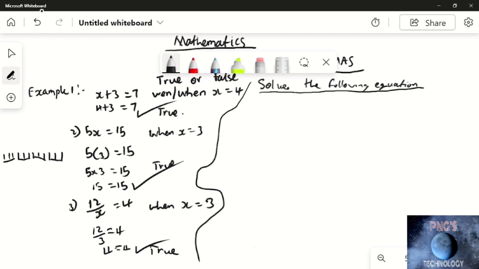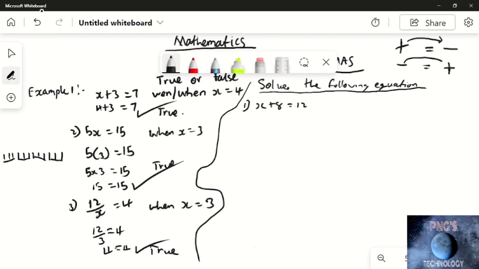Solve the following equation. Let's say we're given number 1, x plus 8 equals 12. So let's see what we can do. Now remember, in a previous class I stated that when a plus, that is the addition sign, is crossing over the equality sign, it changes to minus. When minus is crossing over the equality sign, it changes to plus.